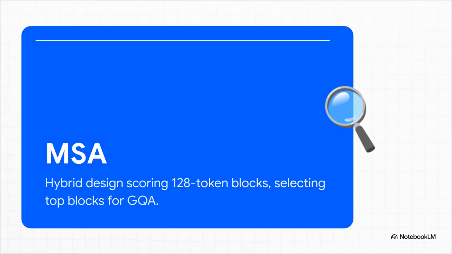The absolute game changer here is MiniMax Sparse Attention, or MSA for short. Conceptually, it's kind of like navigating a gigantic library. If you have a specific question, you don't read every single book on every single shelf, right? That would take forever. Instead, MSA acts like a highly efficient librarian. It's this hybrid design that scores 128 token chunks or blocks of memory. It figures out which blocks are the most relevant, selects only those top blocks for each query, and then runs grouped query attention strictly over that curated selection. So you keep that long context understanding you want, but you massively cut down on the compute.